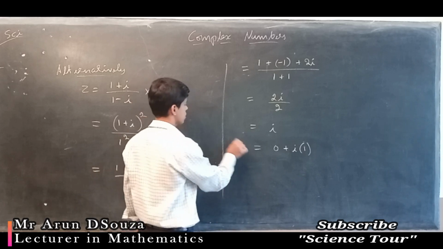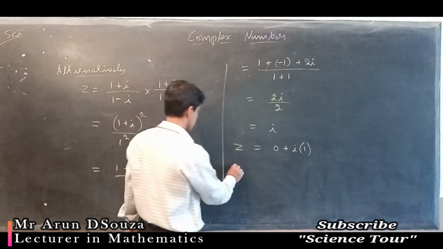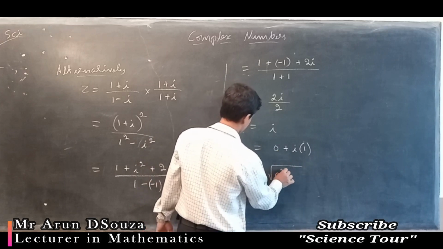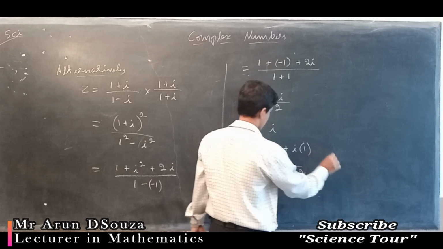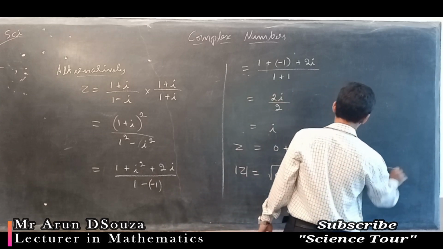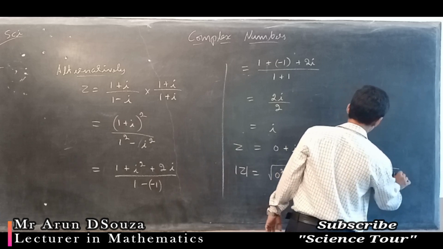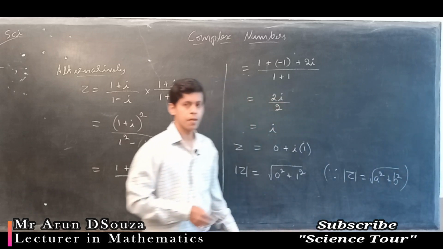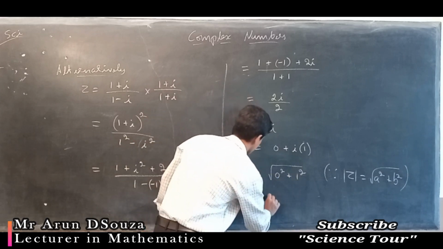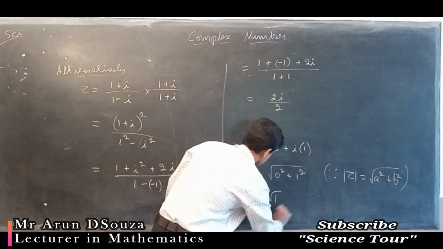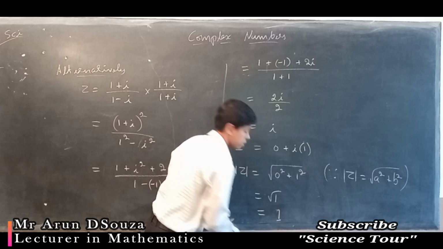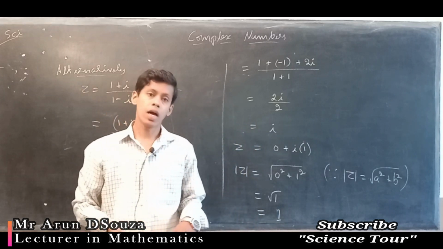So this is like 0 plus i into 1, correct? So that's our z. Now what is the modulus of z? Square root of a square plus b square. If you need the formula, I will write square root of a square plus b square. Now this is 0 square, 0, and 1 square, 1. So what is square root of 1? It is 1 itself. So the answer here is 1.